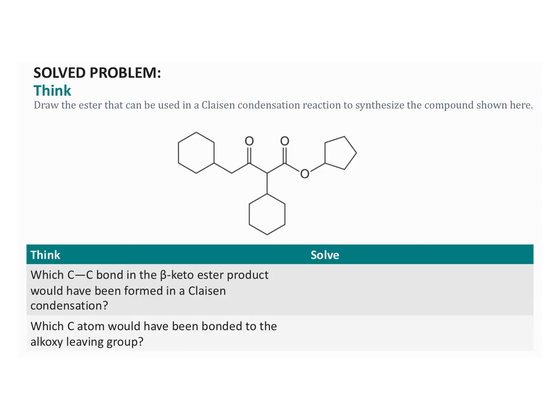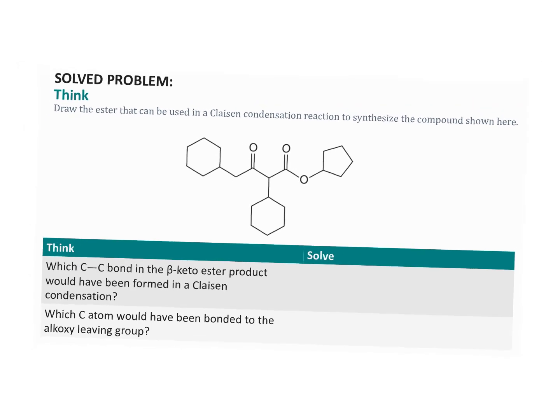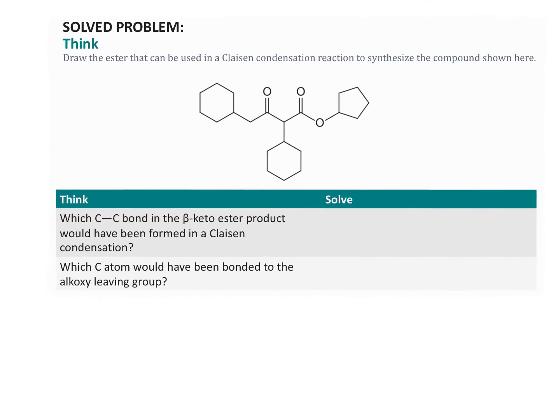So let's do an example. Draw the ester that can be used in a Claisen condensation reaction to synthesize the compound shown here.